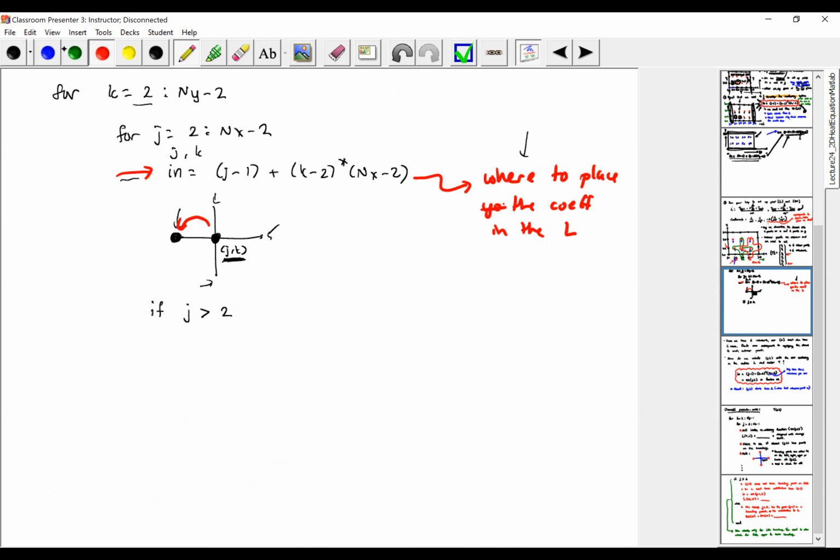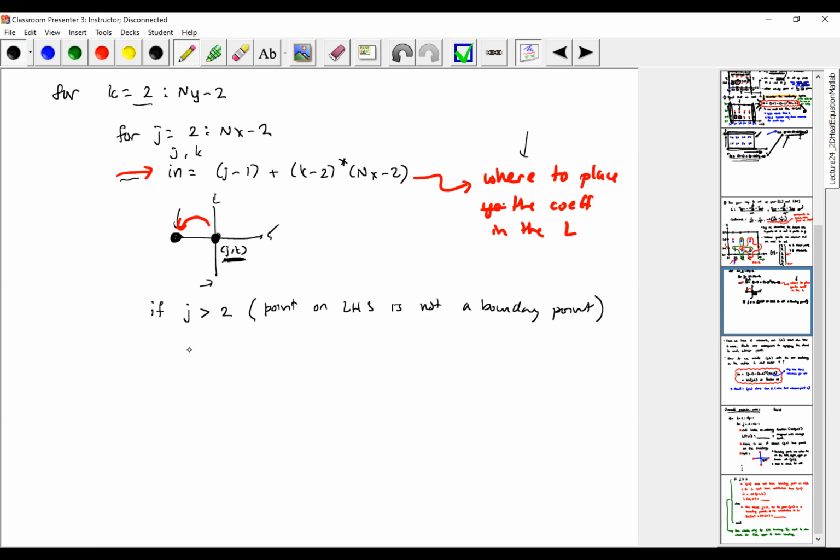Okay, so if j is equal to 2, the only thing we know from here is that the point on the left-hand side is not a boundary point. Okay, so every time j is greater than 2, it means that the point on the left is not a boundary point. So if the point on the left is not a boundary point, then we have to take it into account in our Laplacian matrix.